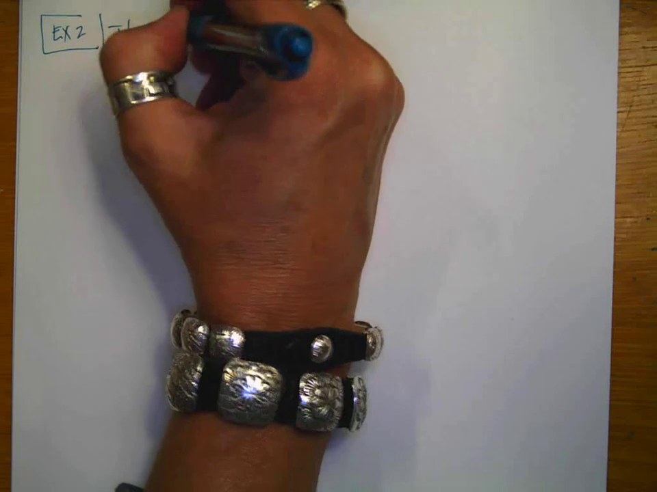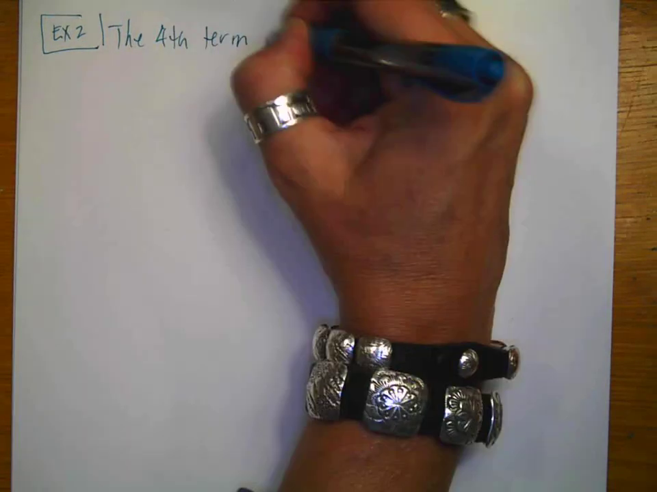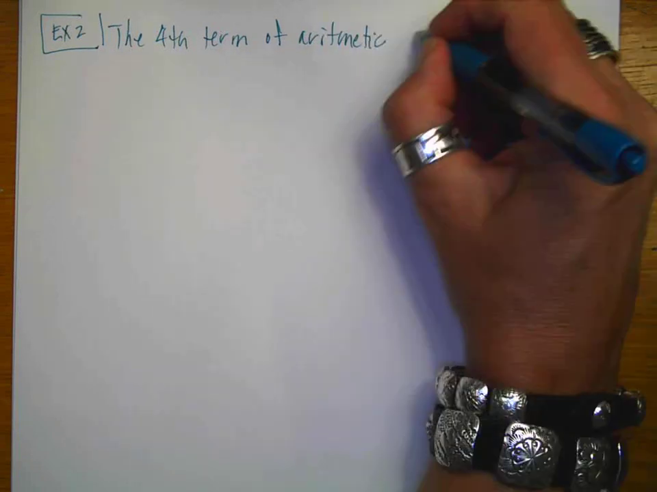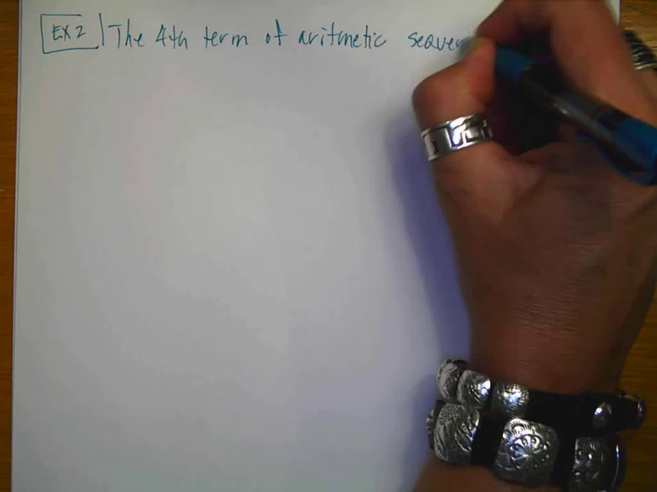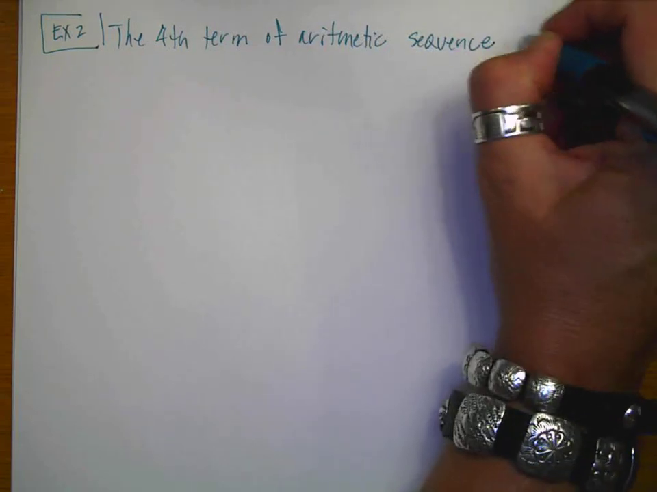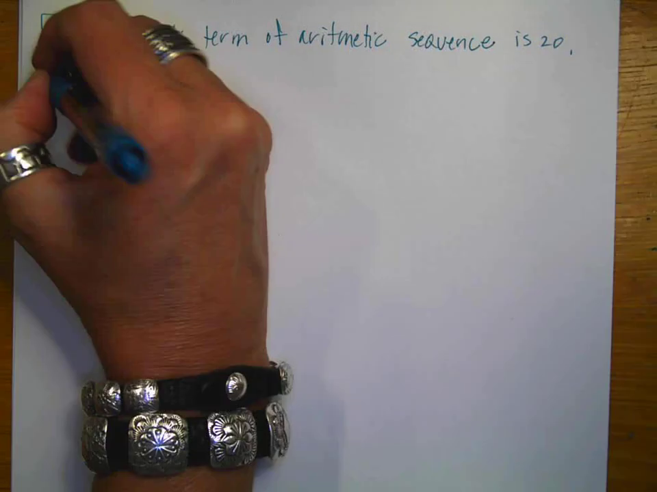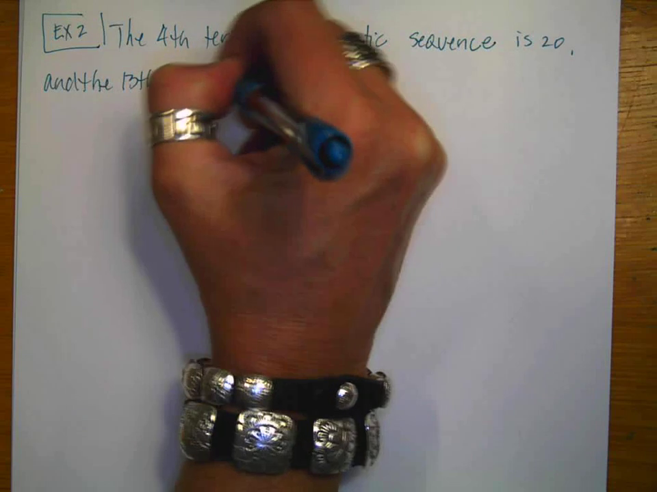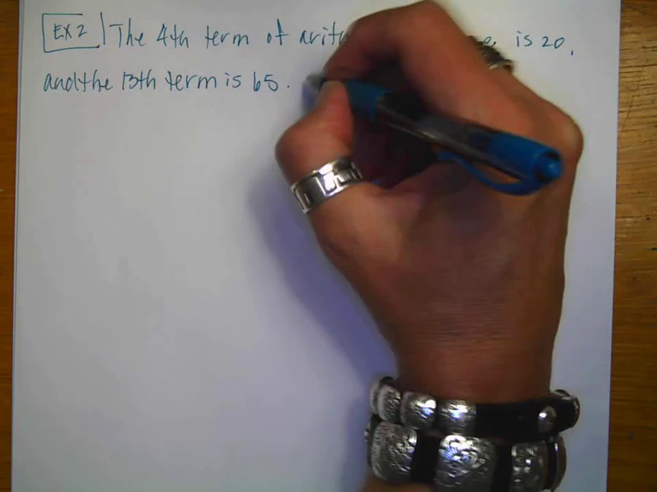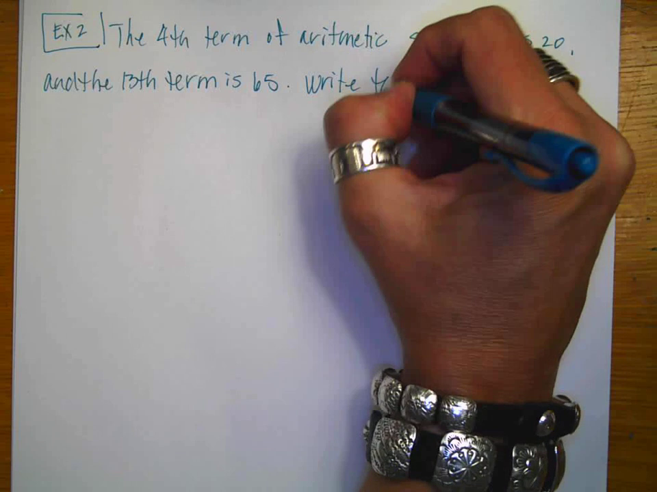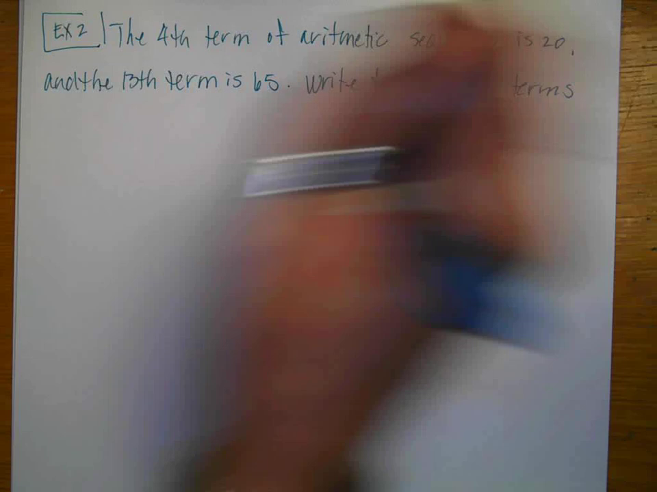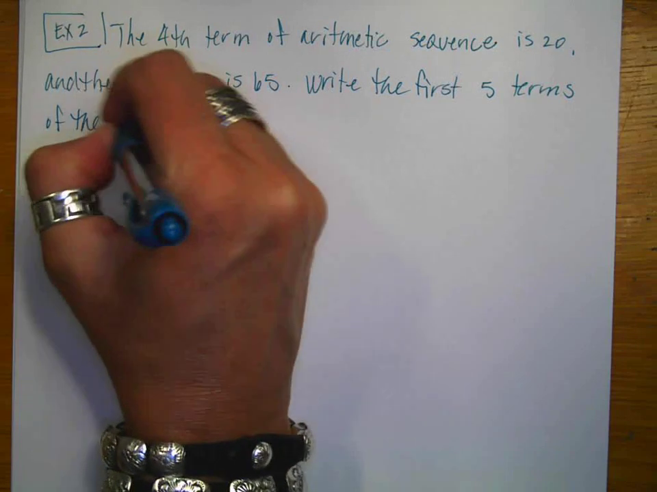So for example number 2, it says that the fourth term of an arithmetic sequence, and I have to tell you what type of sequence it is because eventually we will have geometric sequences as well. So the fourth term of an arithmetic sequence is 20, and the 13th term is 65. Write the first 5 terms of the sequence.